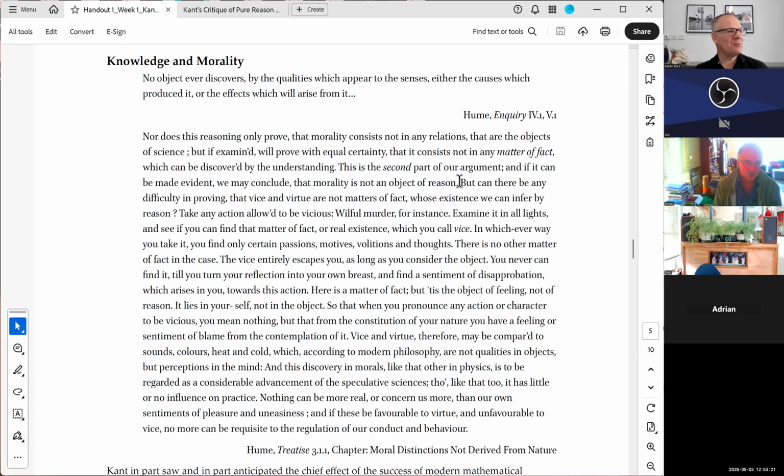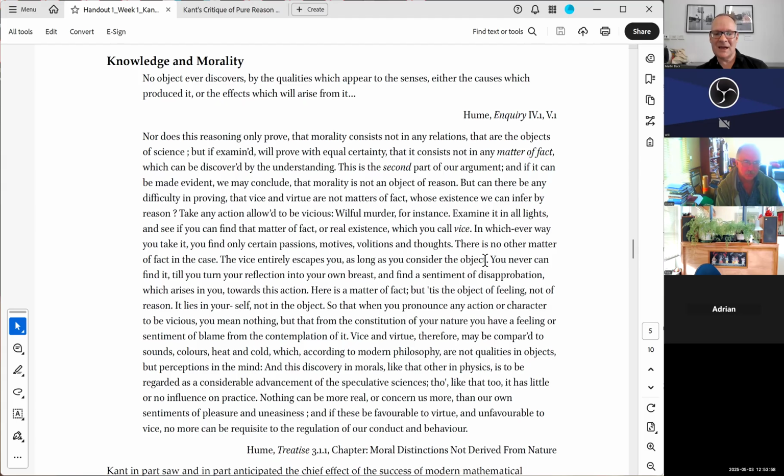Now, the immediate response should be, that's a very narrow notion of what a fact is. But it's the notion of fact that derives from Newtonian physics, right? So it has some validity if you take that model. "Okay, so you never can find it till you turn your reflection into your own breast and find a sentiment of disapprobation, which arises in you, from the action." Right? "Here is a matter of fact, but 'tis the object of feeling, not of reason. It lies in yourself, not in the object."